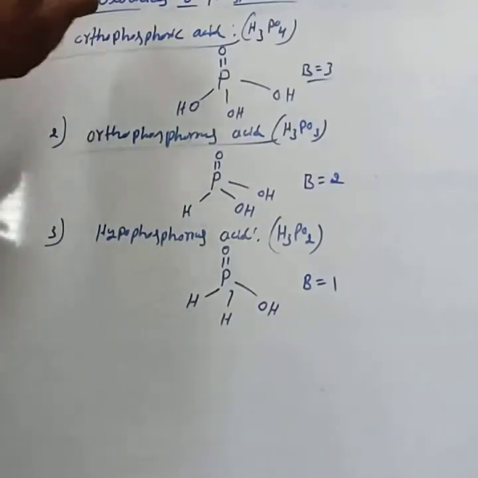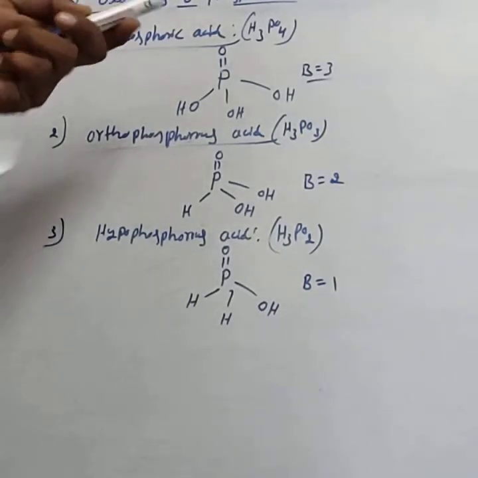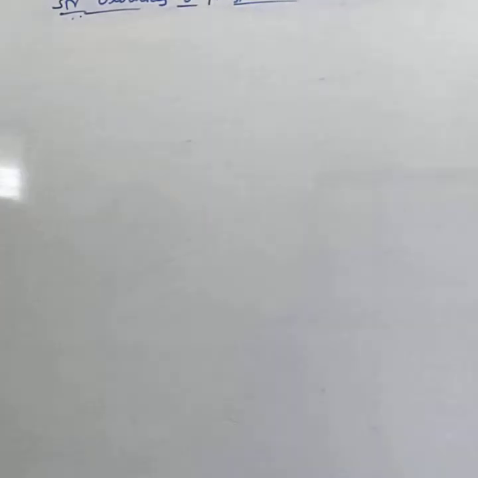You practice these 3 structures for your board exam. In the board exam, they can ask only these 3 structures: orthophosphoric acid, orthophosphorus acid, and hypophosphorus acid. By using this, you can write the basicity value. In addition to that, in the NCERT book, they considered 3 more structures. Next, you can practice these for your competitive exam. In competitive exams, this is very important. For your board exam, you practice these three only.